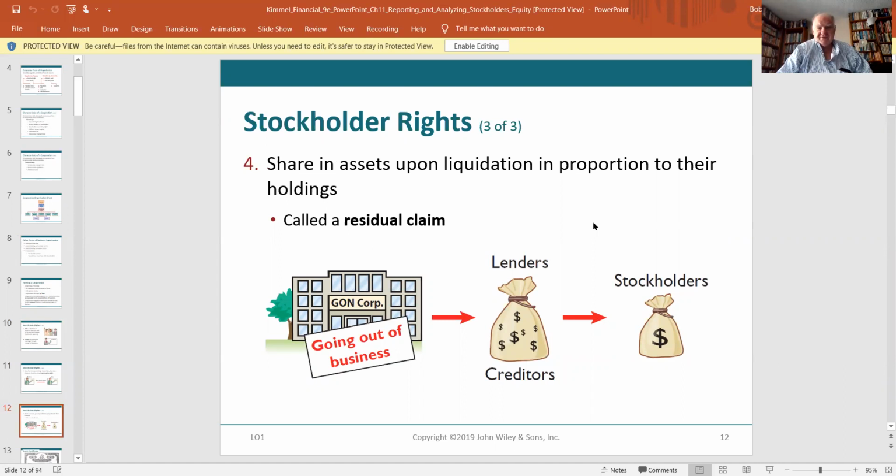Stockholders' rights, share in assets upon liquidation. Well, if the company goes out of business, they have what's called a hierarchy in any bankruptcy, and creditors, lenders get paid before stockholders. And stockholders can be split up into preferred stock and common stock. Common stockholders get paid last.